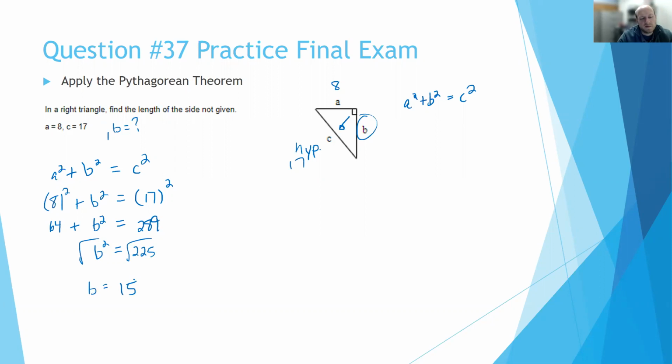Now, some of you might be like, well, why don't we have b equals plus and minus 15, right? Why isn't one of them 15 and the other one minus 15? Well, that's because you can't have a side that's negative. You can't have a negative distance. So in this case, we don't do a plus minus because we're just finding a side length. So b equals 15.